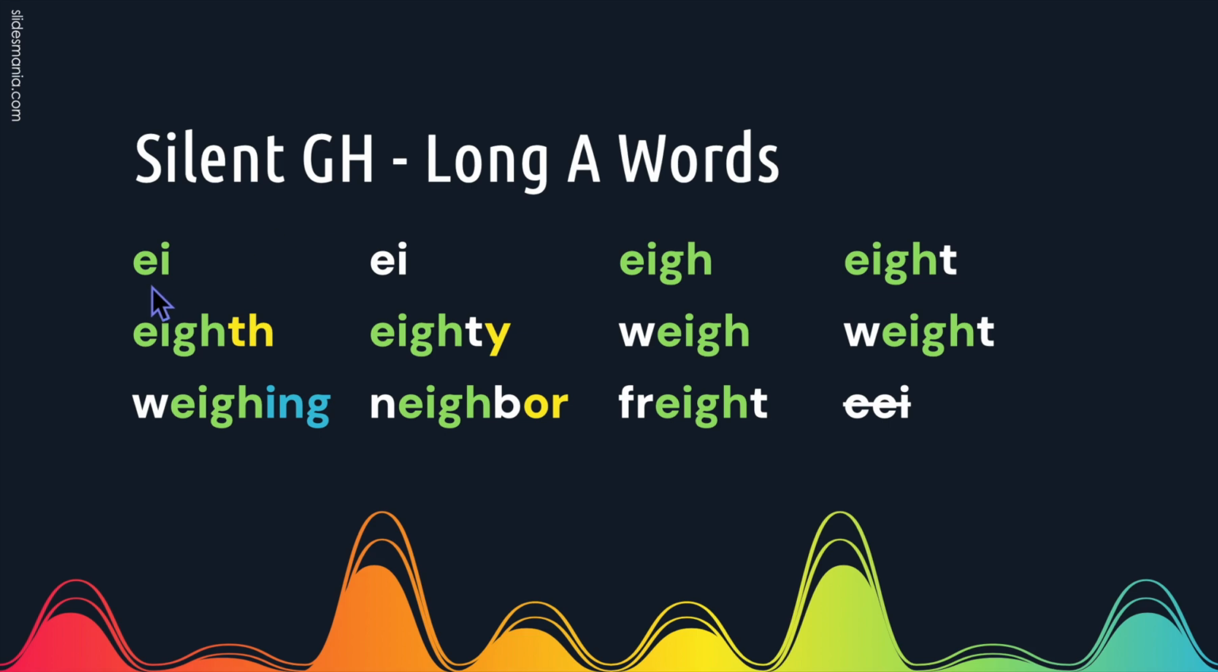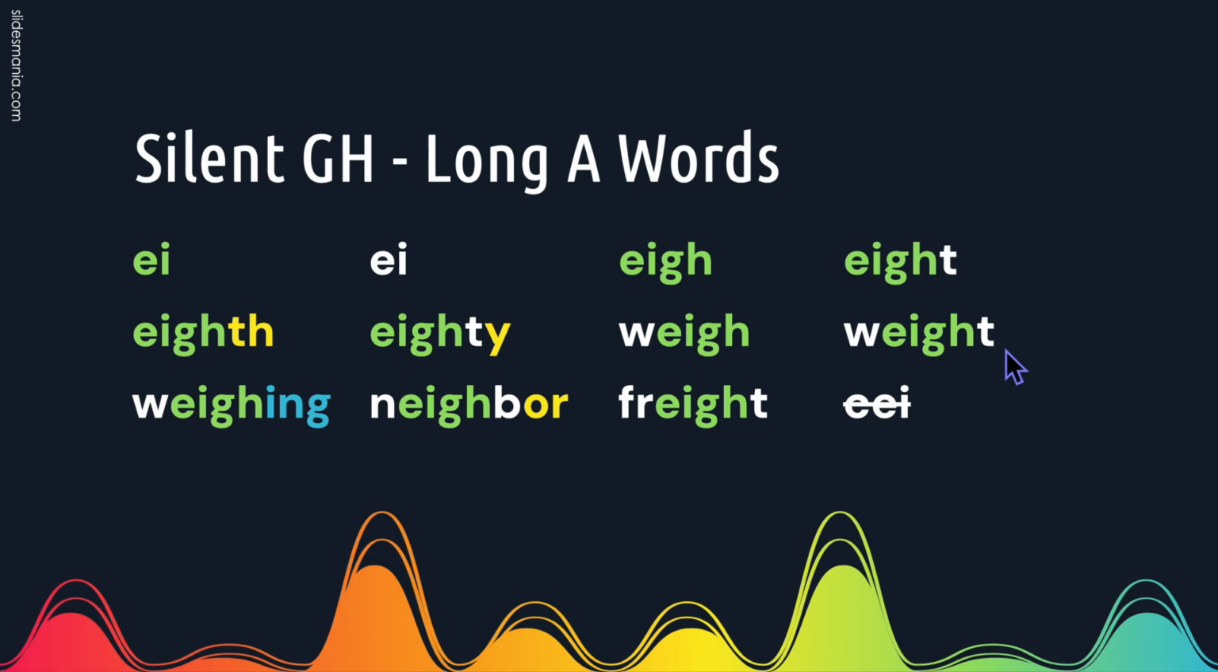In all of these words, EI is going to have a long A sound. So this sound is A. This is also A, with the GH being silent. Eight, like the number. TH in this word will say th, eighth. Eighty. Remember that a Y at the end of a long word usually has a long E sound.